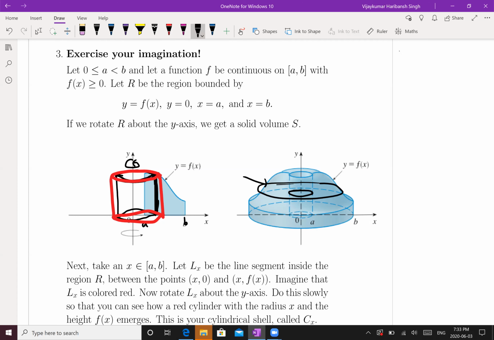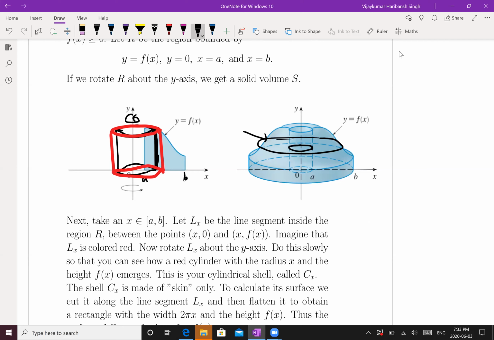Okay, so let's take x in [a, b]. Let me just erase this so that you can see. Now let L(x) be the line segment inside the region R joining (x, 0) and, on the top, (x, f(x)). So you take this line. Imagine this line is red colored, so let me color it red. Now rotate this L(x) around the y-axis.